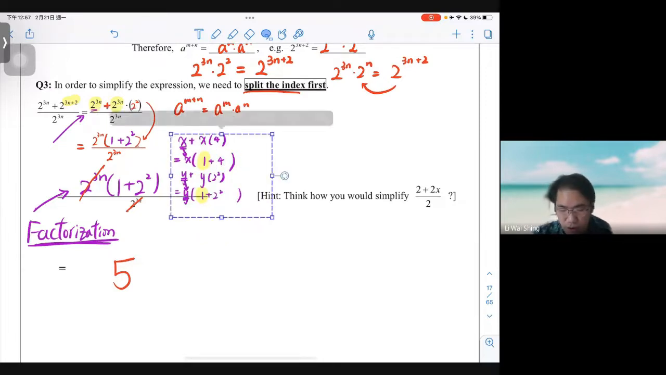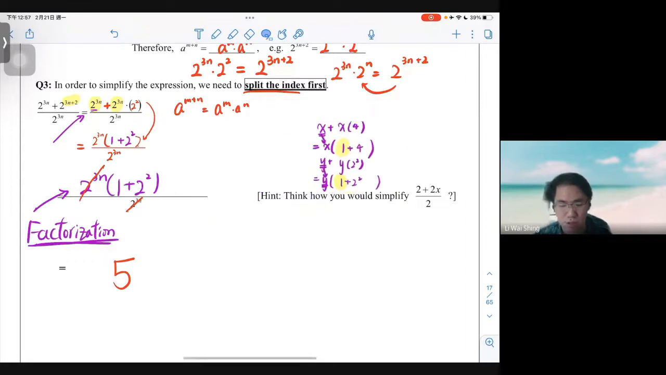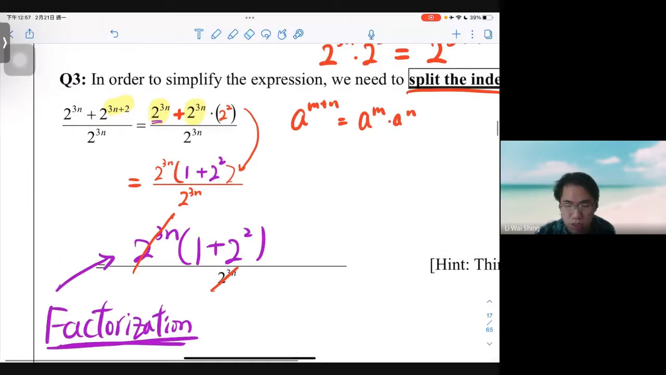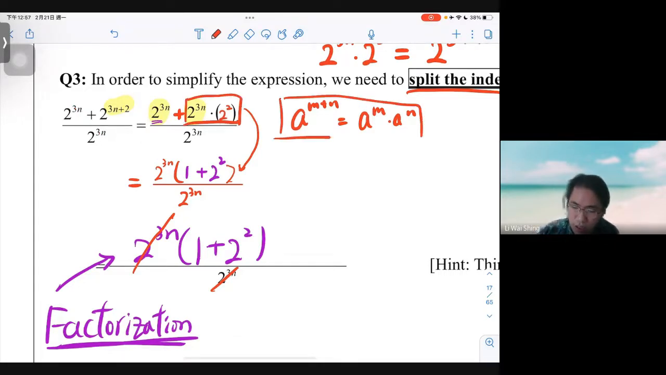Okay, with all of your help, I can finally do this question. So let's take a look at the whole procedure. For step 1, I can't cancel out the 2 to the power 3n, so I split the base. Use the index law, a^(m+n) equals a^m times a^n. Then I saw that there are common factors 2 to the power of 3n, so I take out the 2 to the power of 3n.